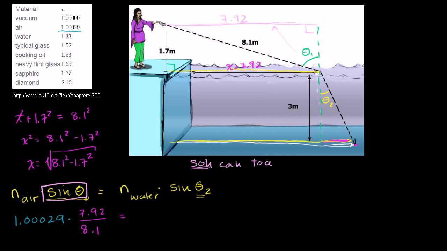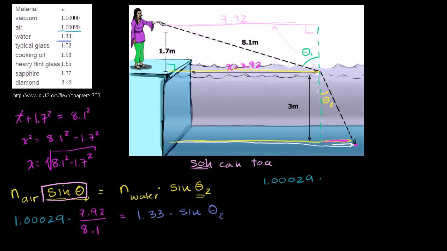So let me do that in a different color, this dark blue. So it's going to be 1.33 times sine of theta 2. And so if we want to solve for sine of theta 2, you just divide both sides of this equation by 1.33. So let's do that over here.